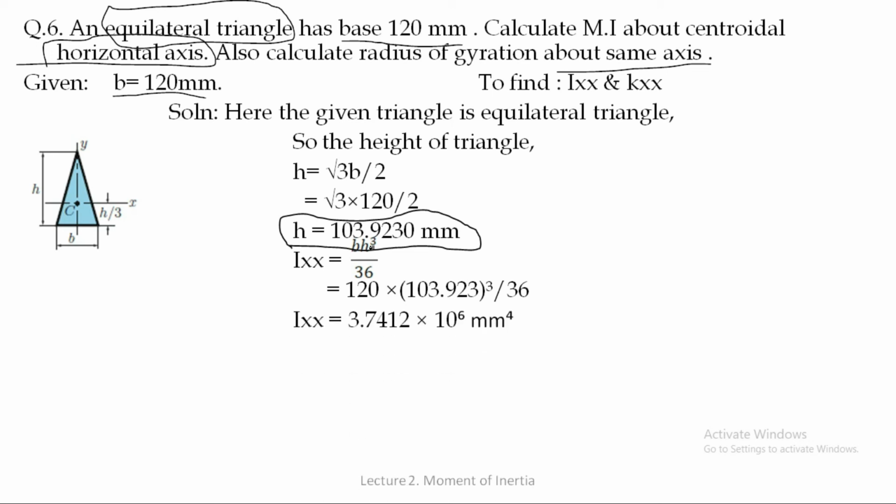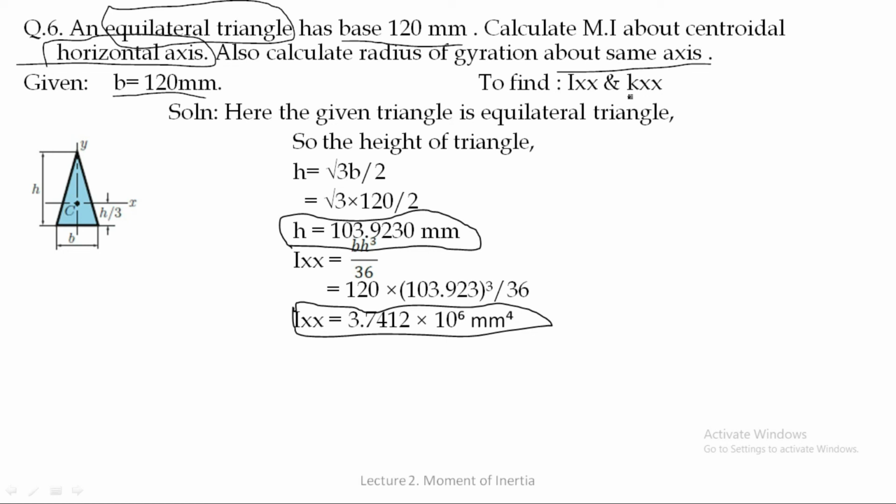So Ixx is equal to 3.7412 into 10 raised to 6 mm raised to 4. In this way, we have found the value of Ixx. Then what else is remaining? Now again we have to find the value of Kxx, that is, the radius of gyration about the horizontal centroidal axis.